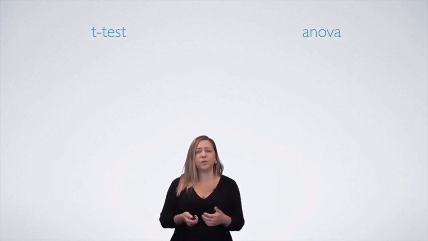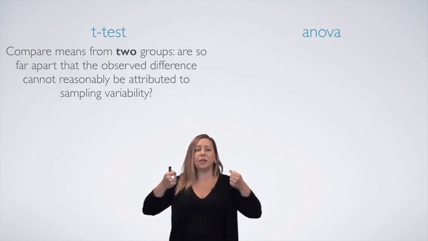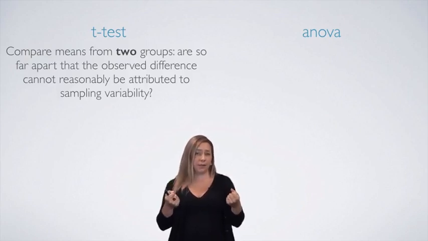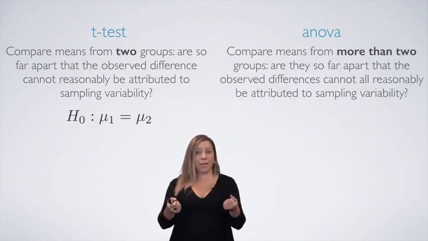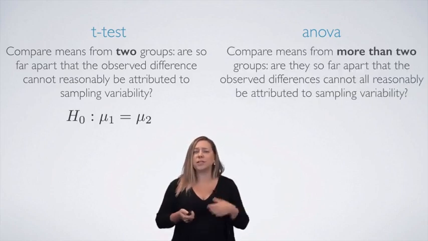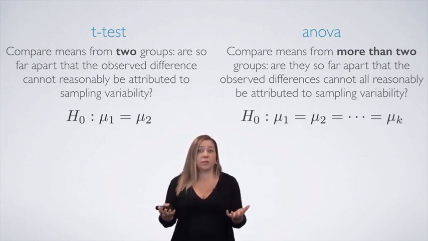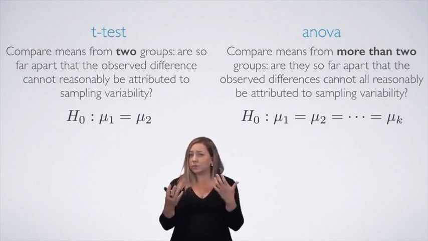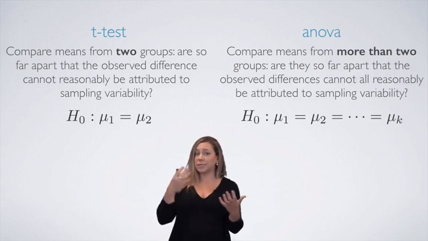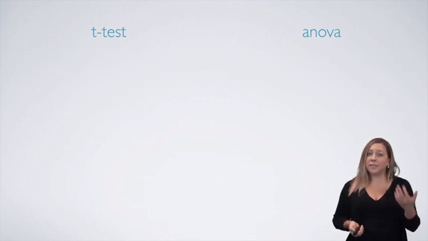In a t-test, we compare means from 2 groups to see whether they are so far apart that the observed difference cannot reasonably be attributed to sampling variability. In ANOVA, we compare many means from more than 2 groups to see whether they are so far apart that the observed differences cannot all reasonably be attributed to sampling variability. This summary illustrates the parallels between what we've seen so far and ANOVA, so let's take the comparison further a bit.